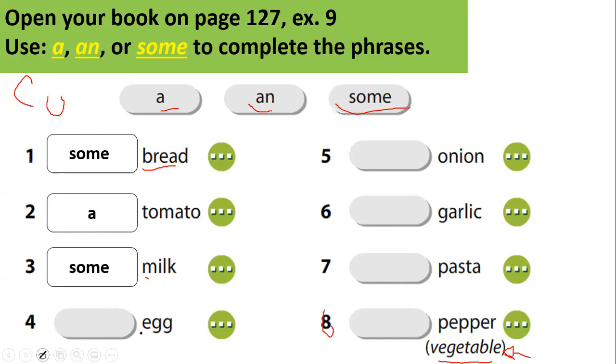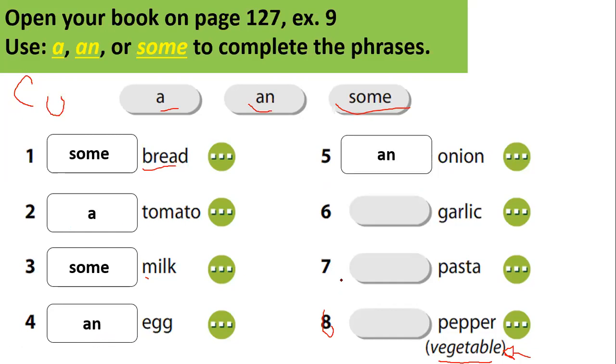What about egg? A, an, or some? An egg. Exactly. Onion, an onion, a onion or some onion? An onion. Okay. So in this case, it's an. Remember that you have the vowel. So if it's a vowel, you need to put an. Okay.